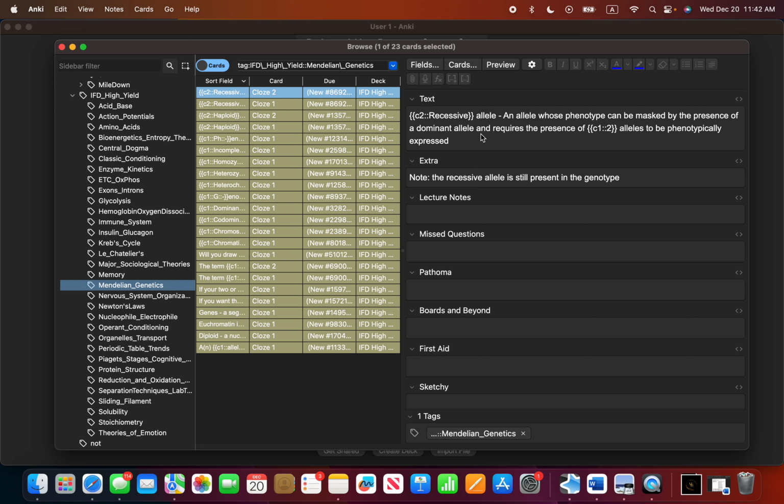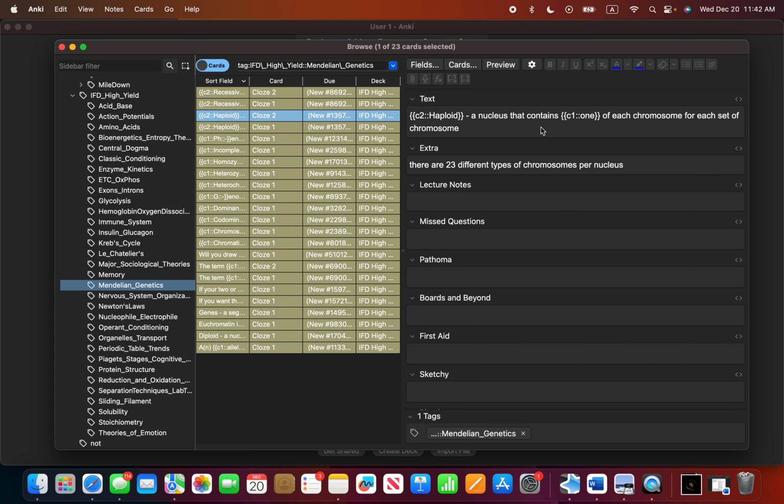Recessive allele: an allele whose phenotype can be masked by the presence of a dominant allele and requires the presence of 2 alleles to be phenotypically expressed. Note, the recessive allele is still present in the genotype. It requires the presence of 2 alleles to be phenotypically expressed, right, when you have 2 small a's together, aa.